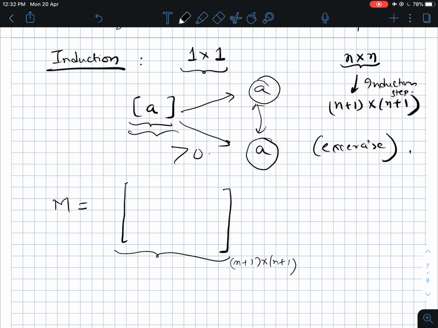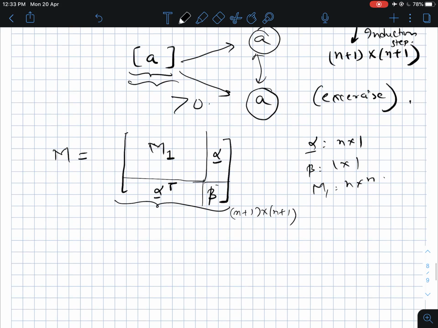Because I already know the result to be true for n cross n, a natural thing to do will be to partition. So I'm going to partition it like this. Let's assume that this is M1. Now this will be some 1 cross 1 scalar, so let's call it beta. And this will be a vector, let's call it alpha, and this will be alpha transpose, because it's a symmetric matrix. So alpha here is n cross 1, beta is 1 cross 1, and M1 is n cross n.